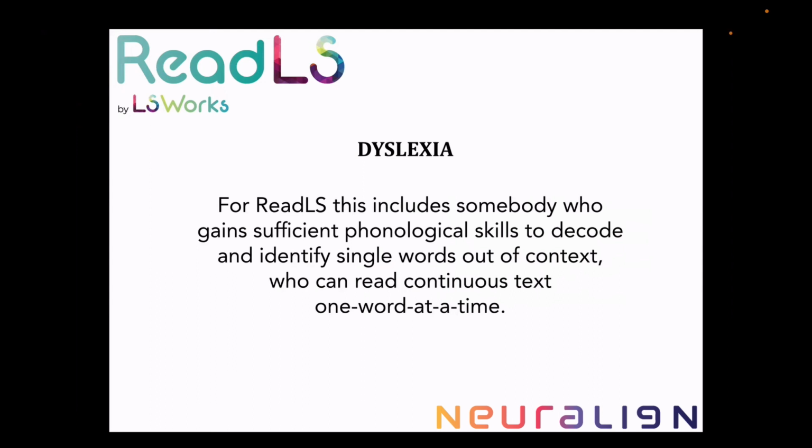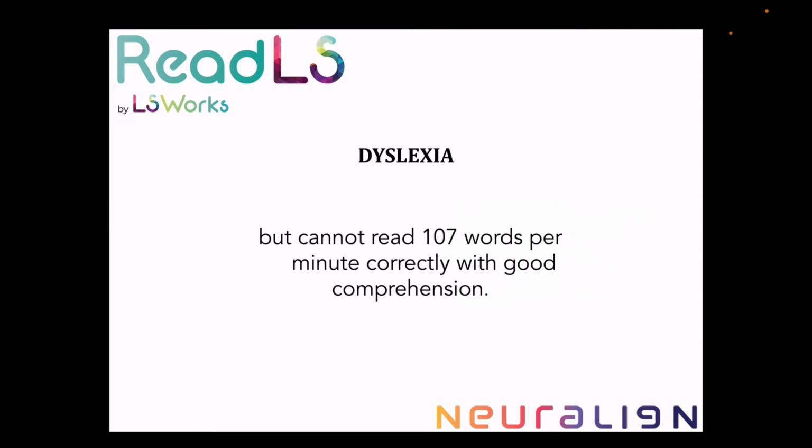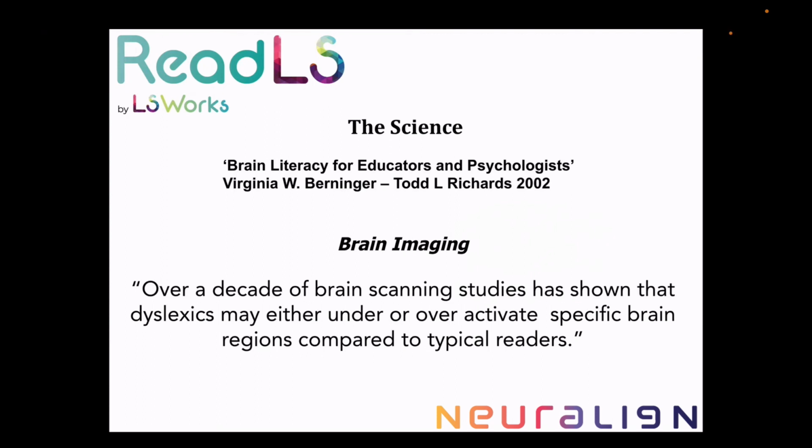We also know that some students can read one word at a time, but they can't do the continuous text. They identify single words instead of reading a full sentence and getting meaning for that sentence. They cannot reach 107 words per minute correctly with good comprehension. Scanning studies have shown that dyslexics may either under or overactivate specific regions compared to typical readers.